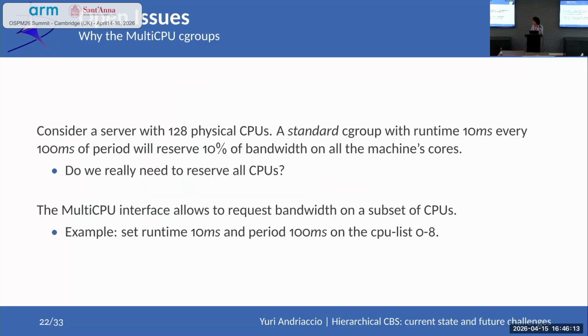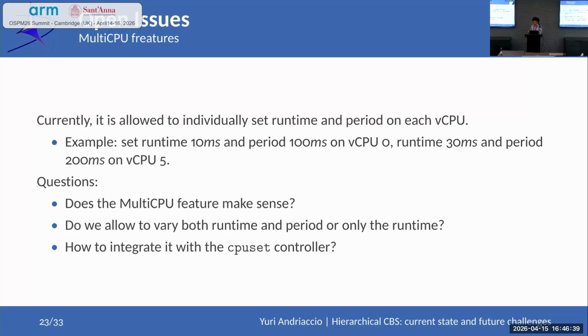And okay, why the multi-CPU cgroups? Because if we think about a big machine with 128 CPUs, with the standard feature, you would reserve 10% of the bandwidth, let's say, for all the machine cores, and maybe it doesn't make that much sense. So the idea of the multi-CPU interface is to request bandwidth on a subset. Originally it was just on runtime. I've updated it also to include the period.